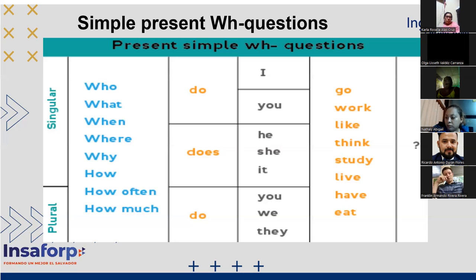Okay. Así va a ser la estructura de su oración, okay? WH word, auxiliary, plus pronoun or noun, plus verb, complement, and the question mark. Okay, for example, this is just an example. Where do you live? Where do you live? Or where do you work?